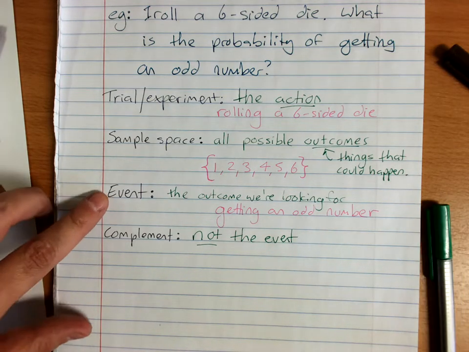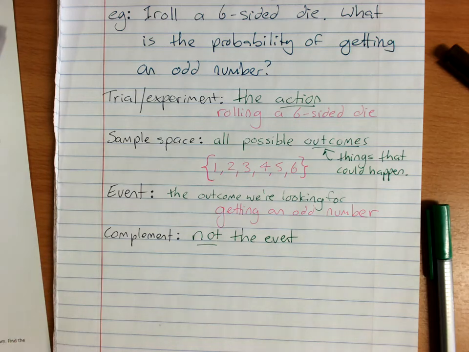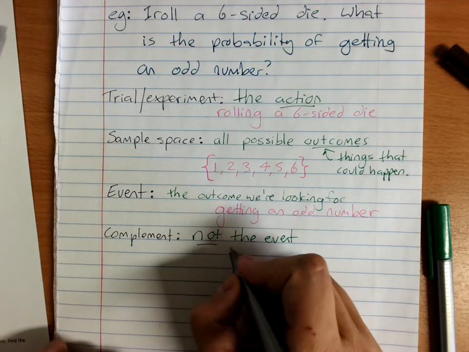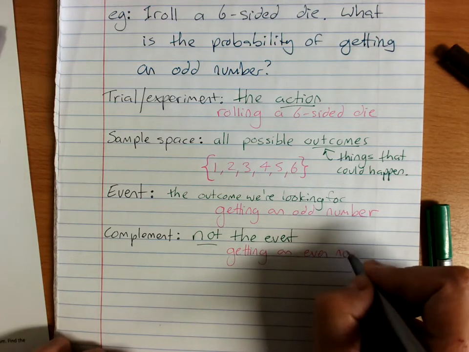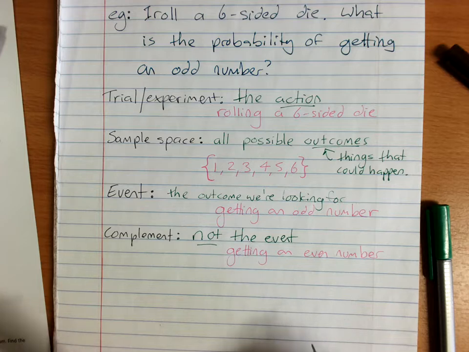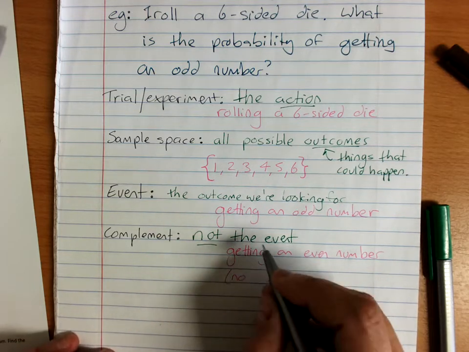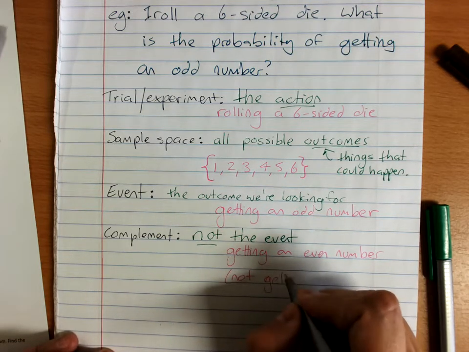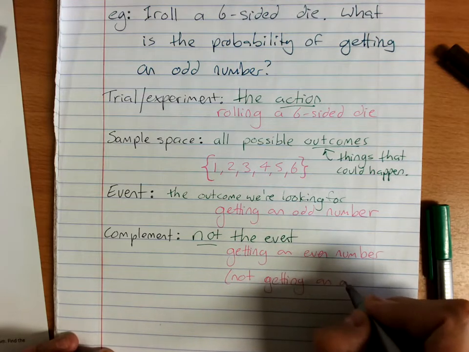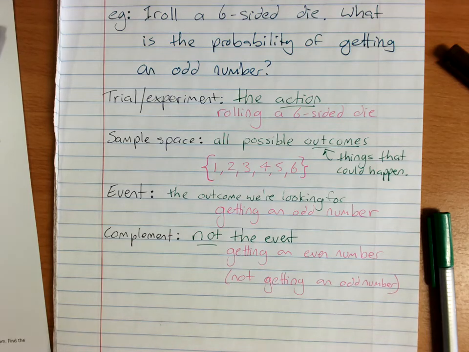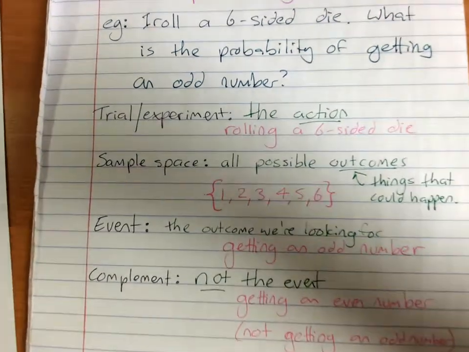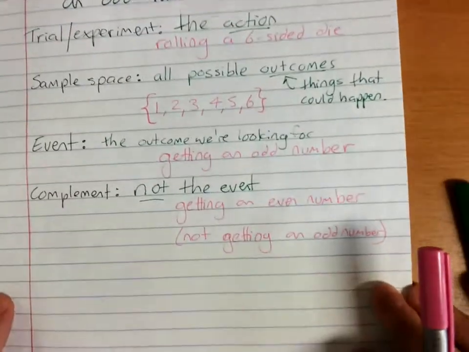So if the event in this question was getting an odd number, the complement is, everybody? The even number. Getting an even number. And we could also have said, quite correctly, not getting an odd number. So it's the opposite of the event happening that is the complement.